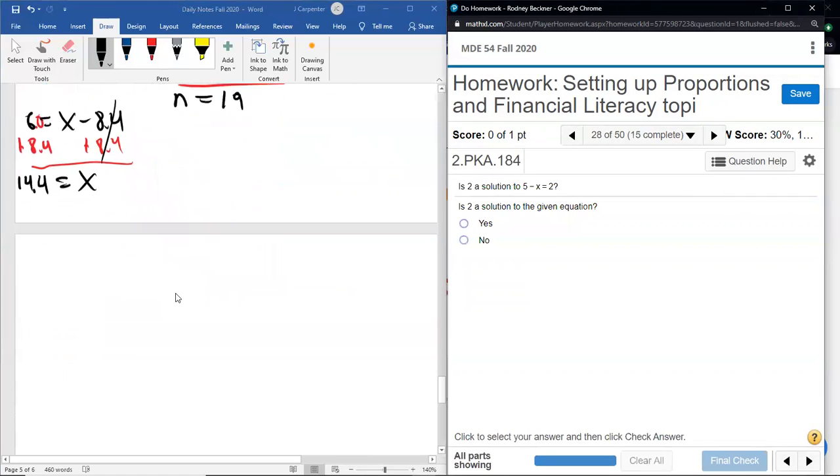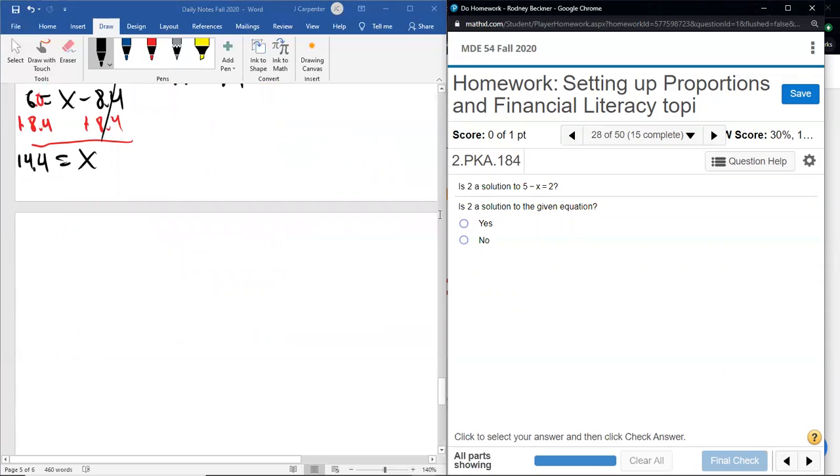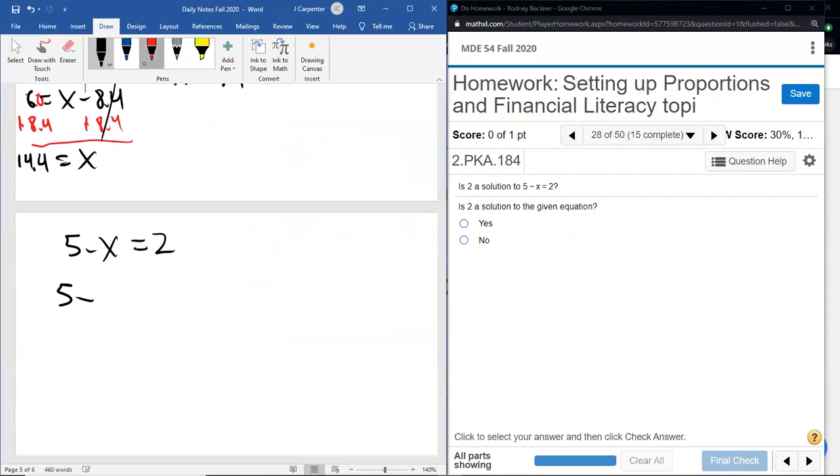If you want to check your solutions, you just plug it in. So we got 5 minus x is equal to 2. They say, is 2 a solution? So turn the x into a 2. So we go 5 minus, I'll use red for the substitution, 2. Now what we're saying is, is this equal to what we originally had on the right-hand side? 2. Well, 5 minus 2 is 3, which is a big fat no. 3 is not 2.